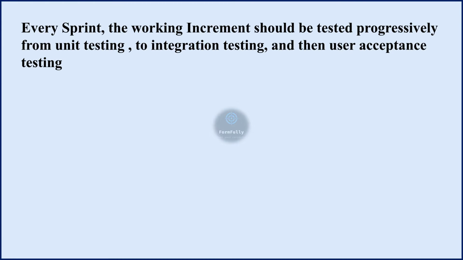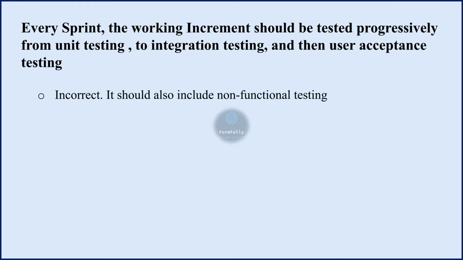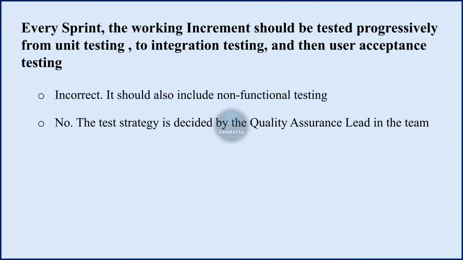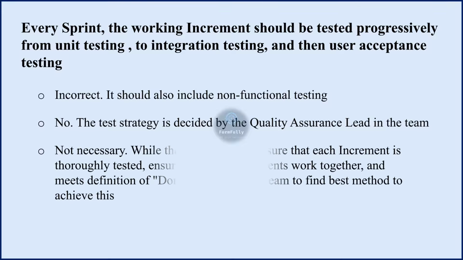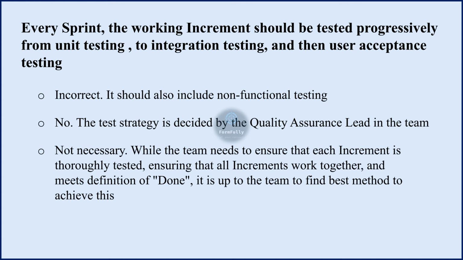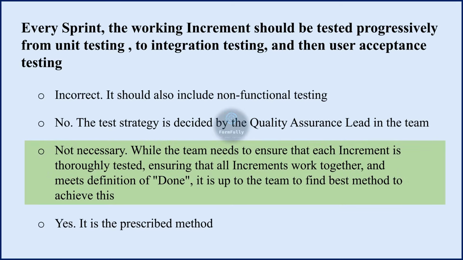Next statement. Every sprint, the working increments should be tested progressively from unit testing to integration testing and then user acceptance testing. Options are: Option 1, incorrect, it should also include non-functional testing. Option 2, no, the test strategy is decided by the quality assurance lead in the team. Option 3, not necessary. While the team needs to ensure that each increment is thoroughly tested, ensuring that all increments work together and meet the definition of done, it is up to the team to find the best method to achieve this. Option 4, yes, it is a prescribed method. So the correct option is the third option.